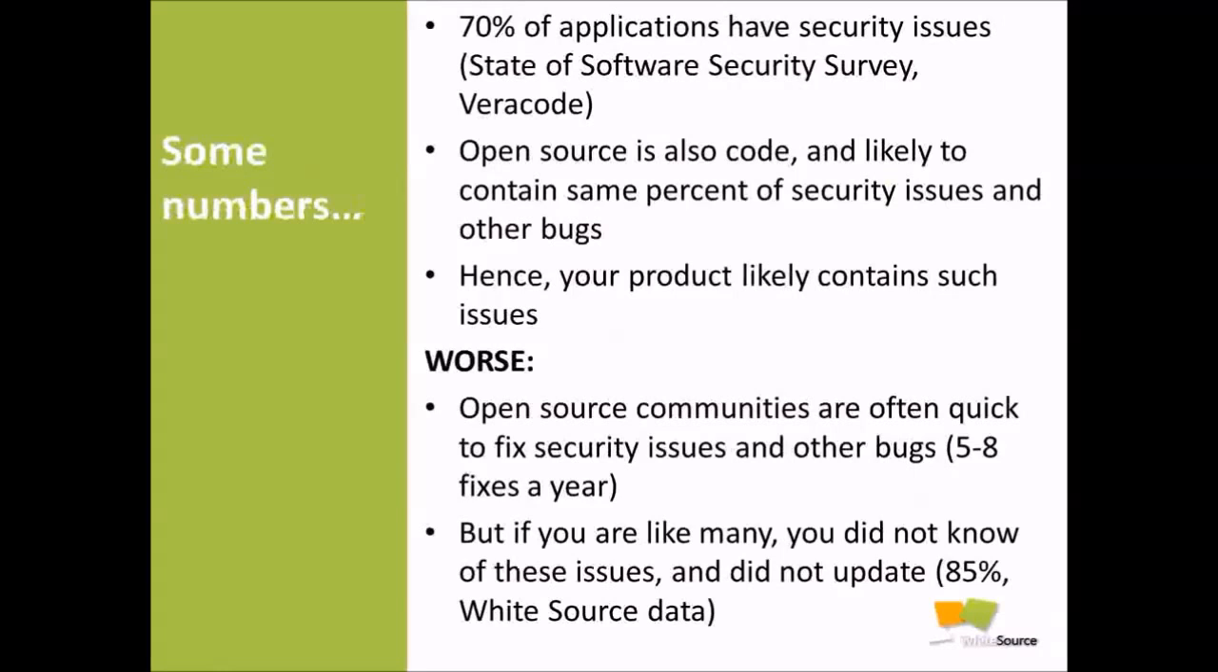Let's give you some numbers. A State of Software Security survey conducted by Veracode, released earlier this year, has indicated that 70% of software applications have security issues of a severity that is outside the range of acceptable tolerance of the organizations that released that application. Open source, being source code or being software in its own right, is just as likely to have the same security issues and other bugs.